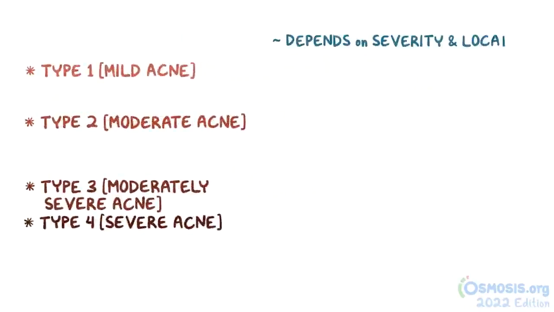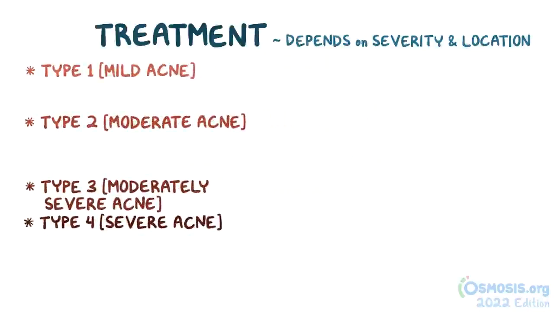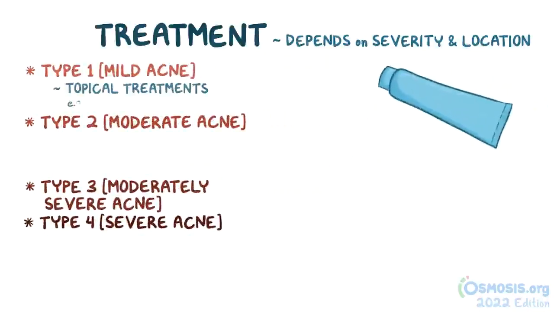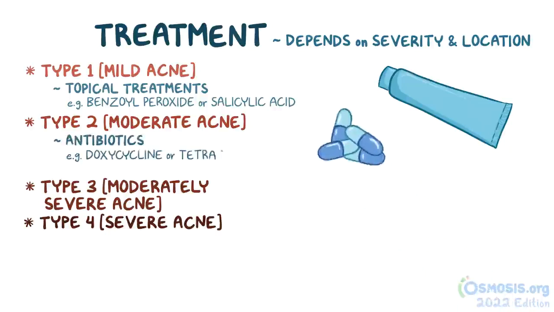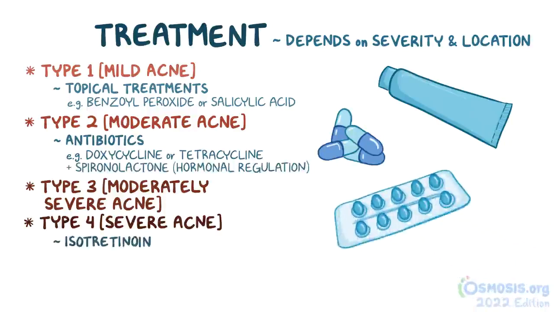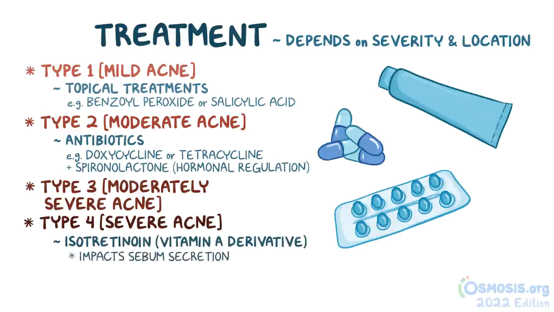Depending on the severity and location of acne, treatments can vary. For mild acne, topical treatments like benzoyl peroxide or salicylic acid can help remove comedones by removing the top keratin layer. In moderate cases, antibiotics like doxycycline and tetracycline can be used both topically or orally. Occasionally, spironolactone can be used, particularly for hormonal regulation in women. In more severe cases, isotretinoin, a vitamin A derivative, has been shown to give significant improvement to facial acne due to its ability to impact sebum secretion.